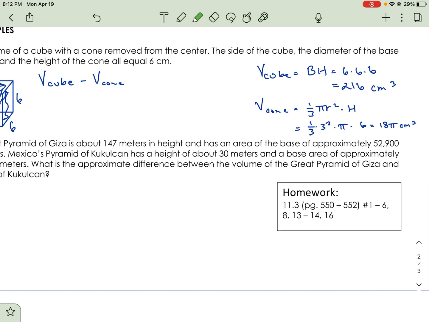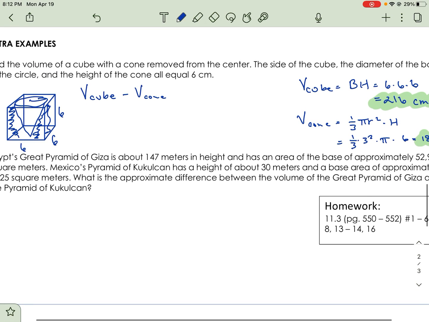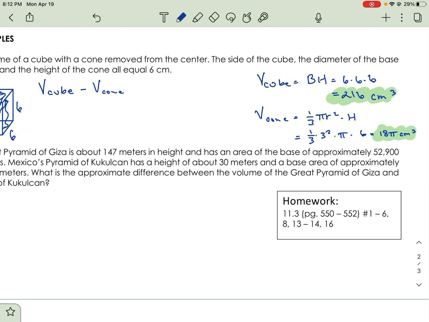So we have the volume of the cube and the volume of the cone, and we know we want to figure out the volume of the cube minus the cone. So that gives us 216 minus 18 pi cubic centimeters, and we're just going to leave that as our final answer in that form. So we're not going to type it in and round our answer. We're just going to leave it as our exact answer.